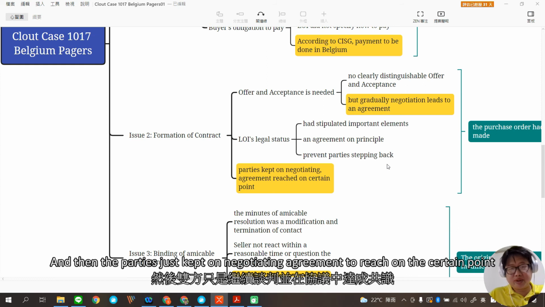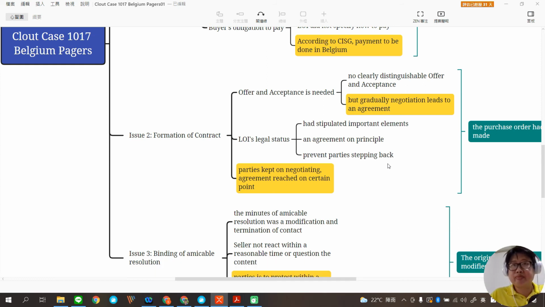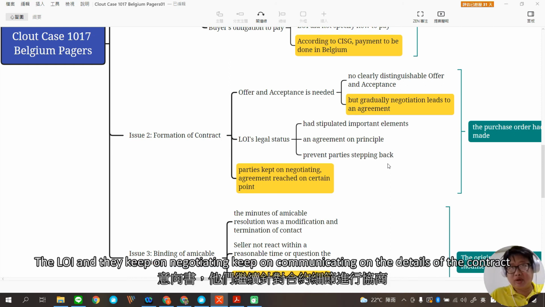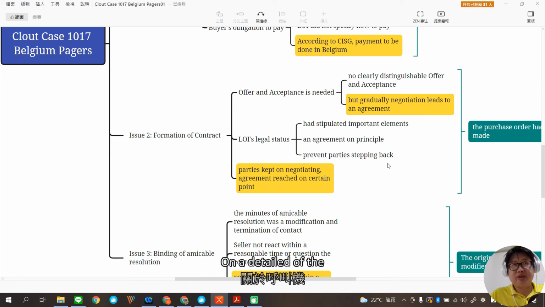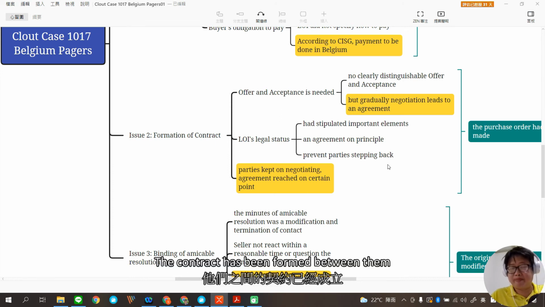And then the parties just kept on negotiating, with agreement reached on certain points. So after they signed the LOI, they kept on negotiating and communicating on the details of the contract, on the details of the pagers, for the payments and for the delivery. So it could be viewed that the contract has been formed between them.